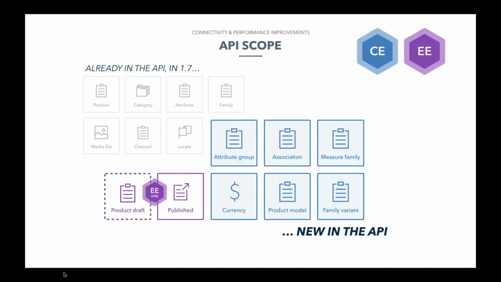In the meantime, we also begin to create endpoints for some of the enterprise edition features, such as the published products and the product draft that are based on the permission with the user groups. And this is not finished. We will continue to deliver new endpoints in the next version of the PIM. We are indeed thinking about the assets entity, for example.